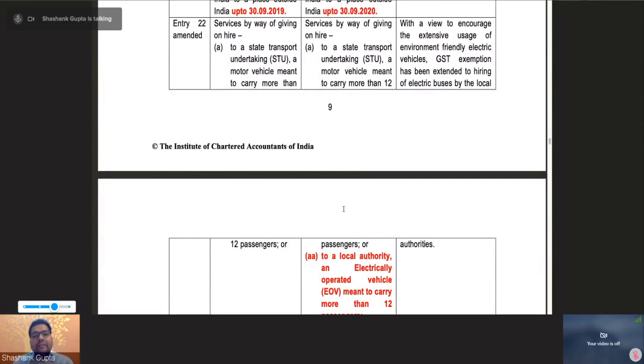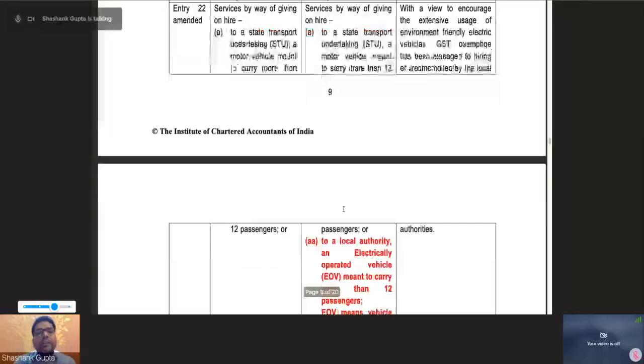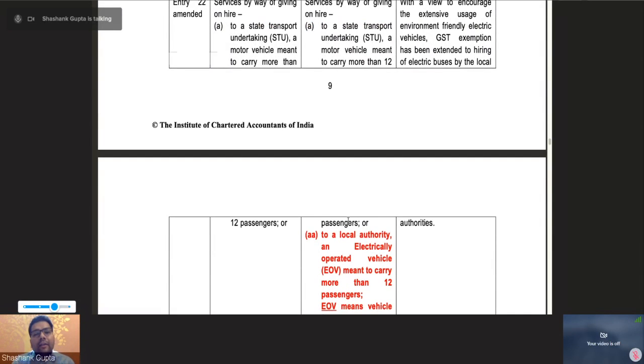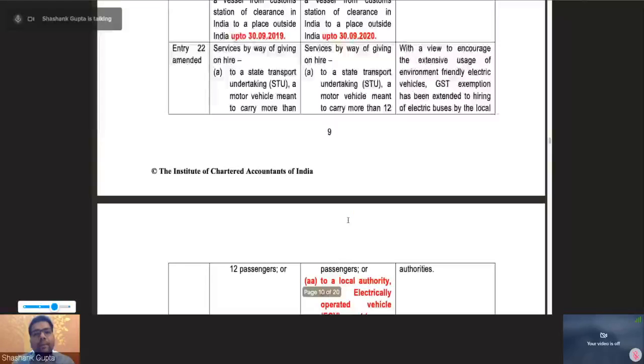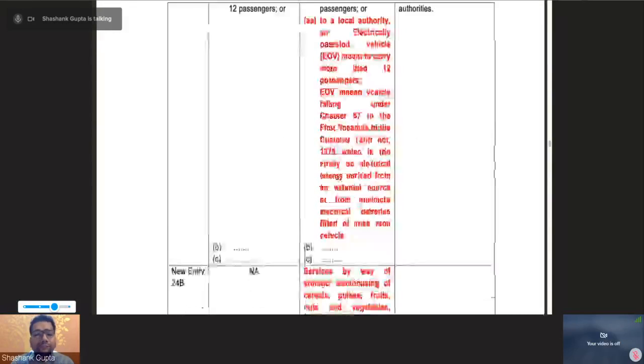Next amendment is that government wants to promote electric vehicles, usage of electric vehicles. And with a view to encourage usage of environment-friendly electrical vehicles, GST exemption has been extended to hiring of electrical buses by the local authorities. So local authorities have this responsibility of ensuring proper public transportation. So if they were to buy any electric buses, that would be exempted from GST.